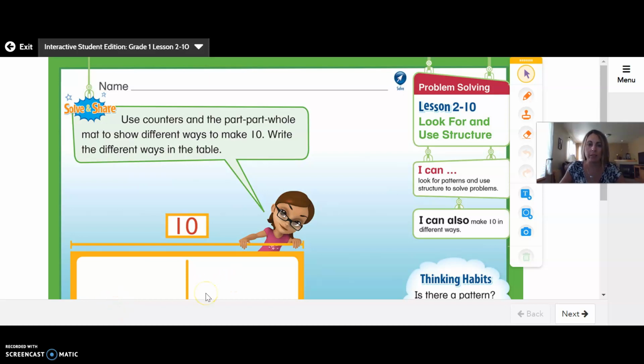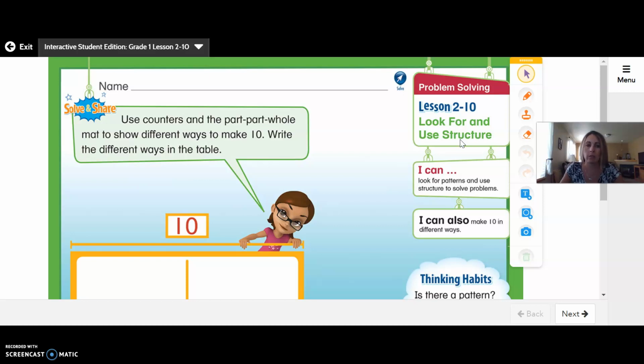Hi first graders, it's Miss Rigby here, and today we are going to be working on our Envision Unit 2 Lesson 10, and it is called Look for and Use Structure. This is going to be the last lesson of our unit, and it involves word problems using patterns.